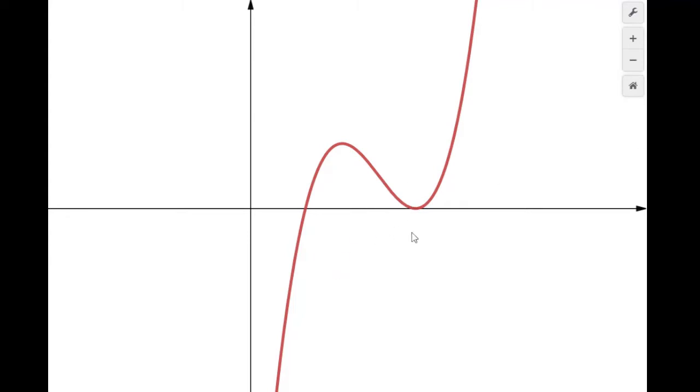And the same with this one. Whatever the x values are here on the x-axis, whatever the horizontal values come out to be, we will learn some techniques to find out. But the y value must equal 0 in this case.